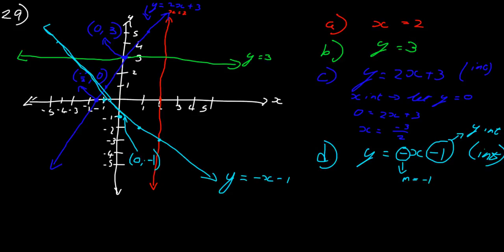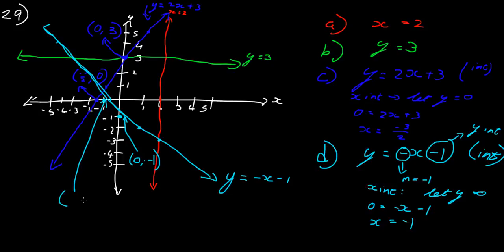Here from the graph we can actually see that the x-intercept is minus 1, but let's just solve it to be sure. So x-intercept, let y equal 0. So we've got 0 equals minus x minus 1. Take the x across, x equals minus 1. Okay, so therefore this point is getting very messy to label. This point over here is the point x equals minus 1, and because it's an x-intercept, y is 0. Okay, and there you go.